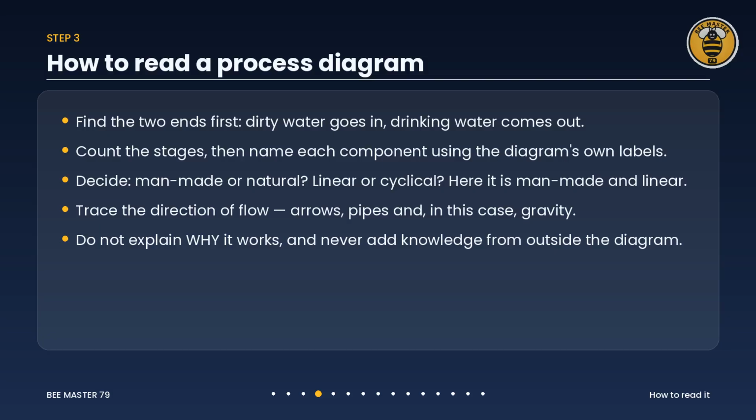Before you write a single word, read the diagram properly. Find the 2 ends first. Dirty water goes in and drinking water comes out. Then count the stages and name each part using the labels the diagram gives you. Ask yourself whether the process is natural or man-made, and whether it is a straight line or a cycle. This one is man-made and linear. Trace the direction of flow and note what is driving it. Here, it is simply gravity.